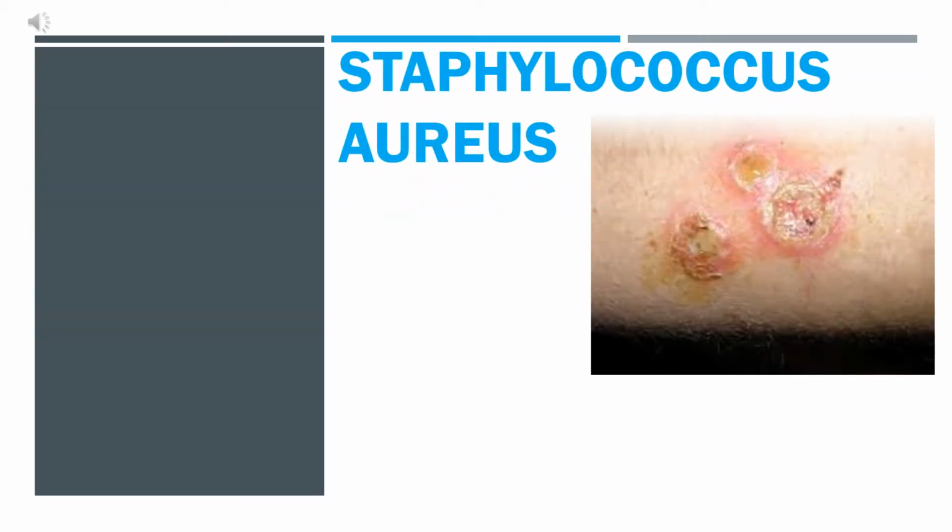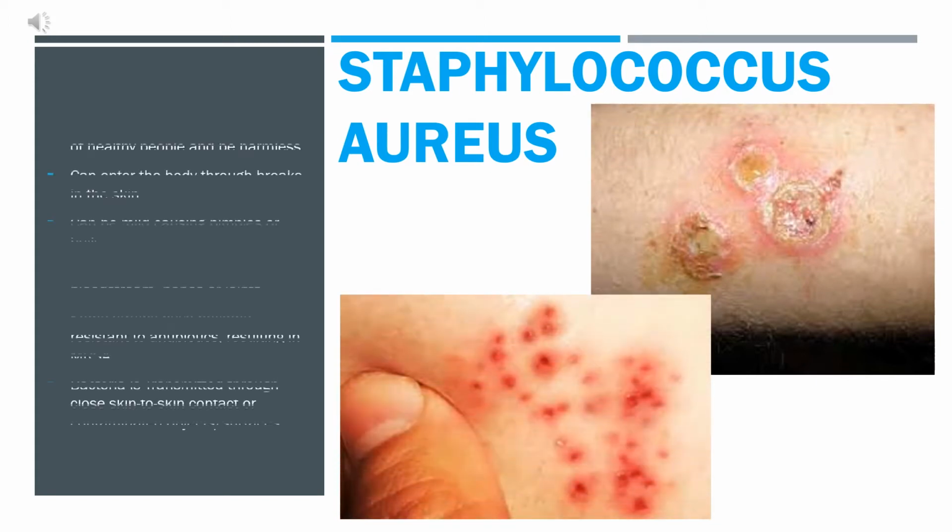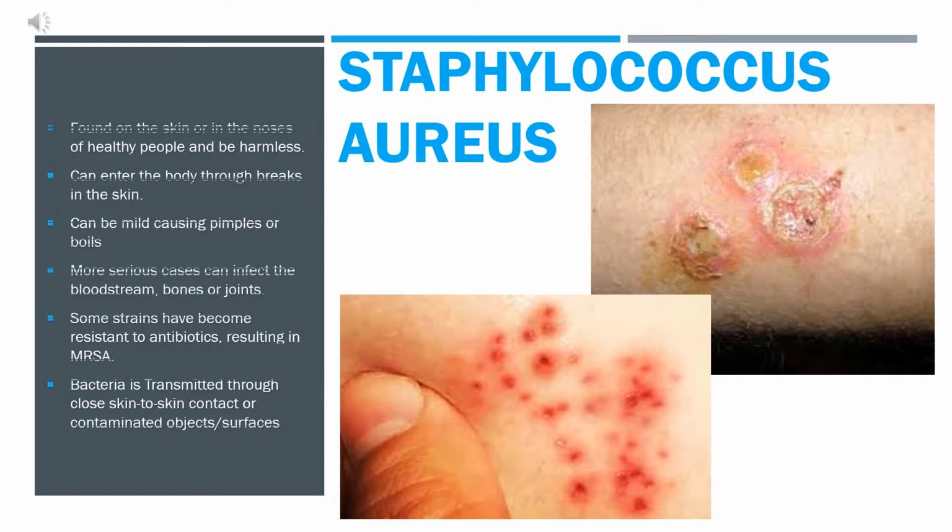Staphylococcus aureus is a bacterium commonly found on the skin and/or in the noses of healthy people. Although usually harmless at these sites, staph may occasionally get into the body and cause infections through non-intact skin, such as abrasions, cuts, or surgical incisions. These infections may be mild, such as pimples or boils, or serious, such as infection of the bloodstream, bones, or joints. Unfortunately, most strains of staph are now resistant to penicillin.